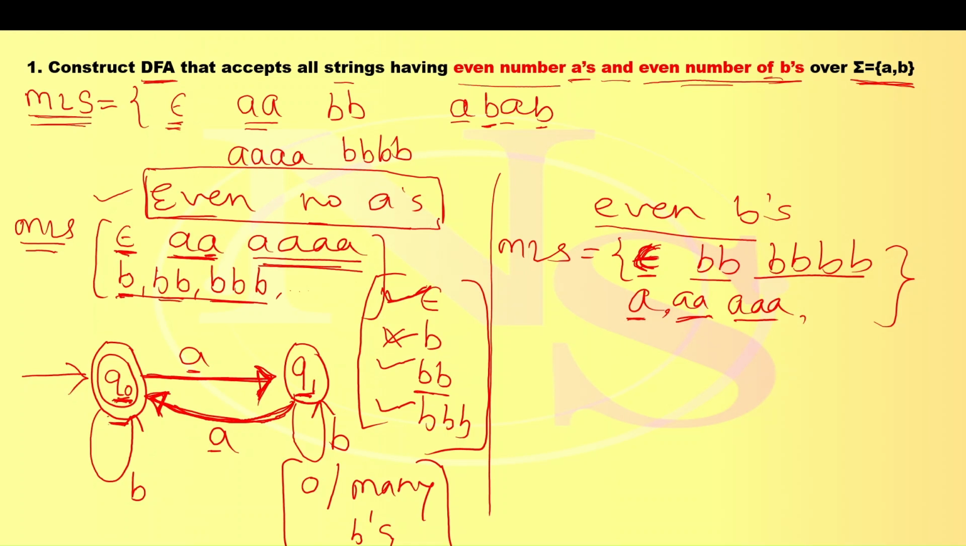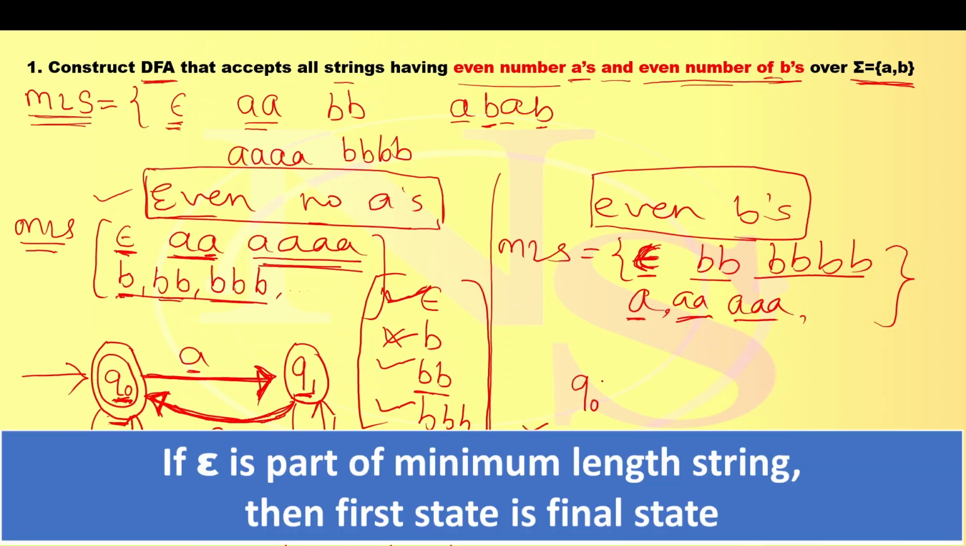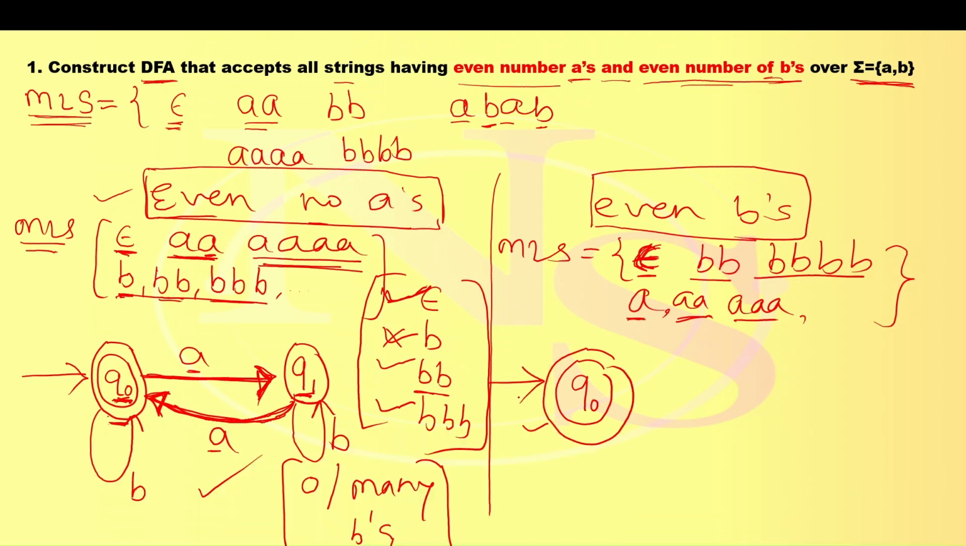Similarly, if I want to design for even number of B's, you can replicate the same answer here also. As epsilon is accepted, the starting state becomes a final state. So Q0 becomes the final state. Double B should get accepted, but a single B should not get accepted, so Q1 is non-final. The second B should get accepted, so it should reach the final state. So double B gets accepted: first B and second B.